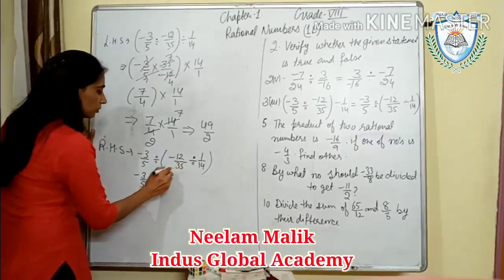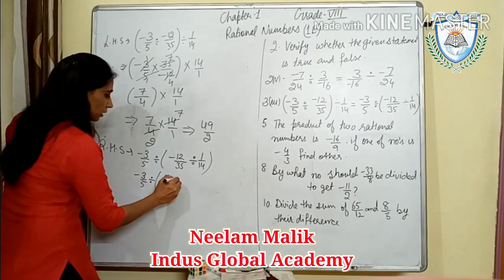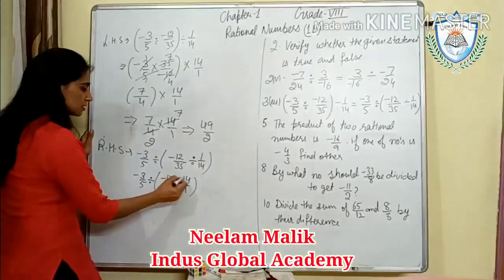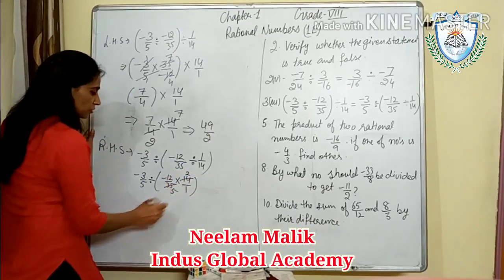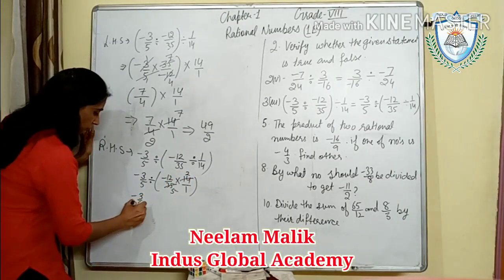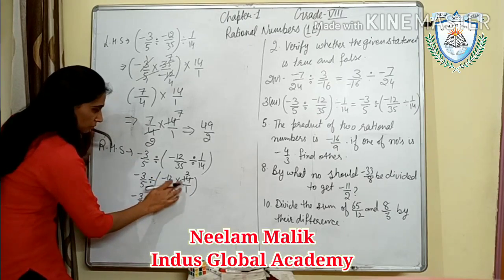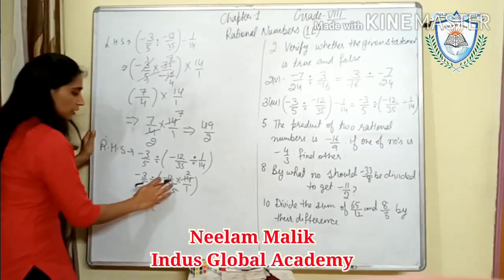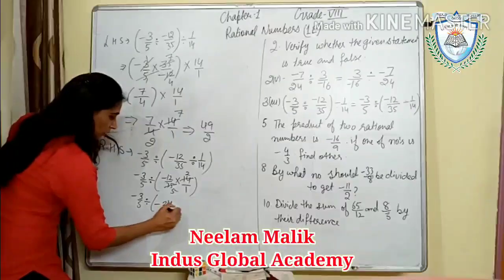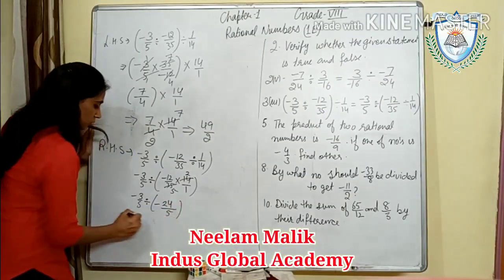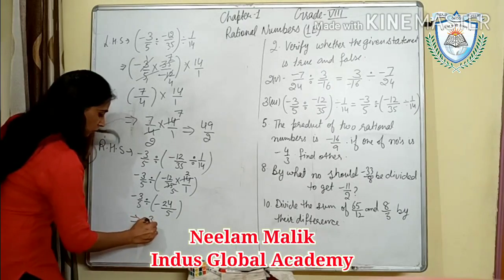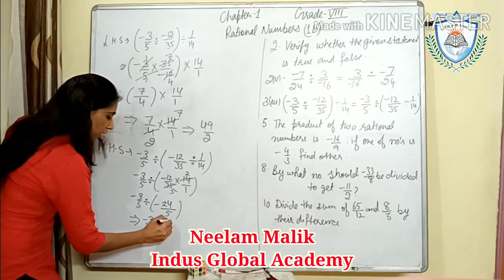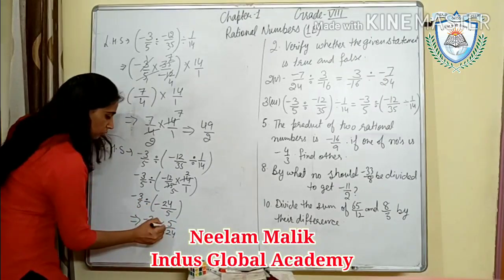Now here will be minus 12 upon 35 multiplied by 14 upon 1. So cut this: 7 2s are 14, 7 5s are 35. So here will be minus 3 upon 5 divided by, this is minus, this is not minus, this is plus. So minus, and 12 2s are 24, and 5 into 5. Okay, so what you will get here: minus 3 upon 5 multiplied by the reciprocal, 5 upon 24, this is negative here.